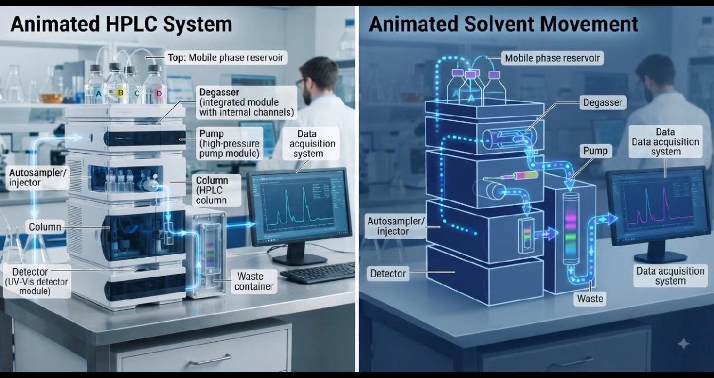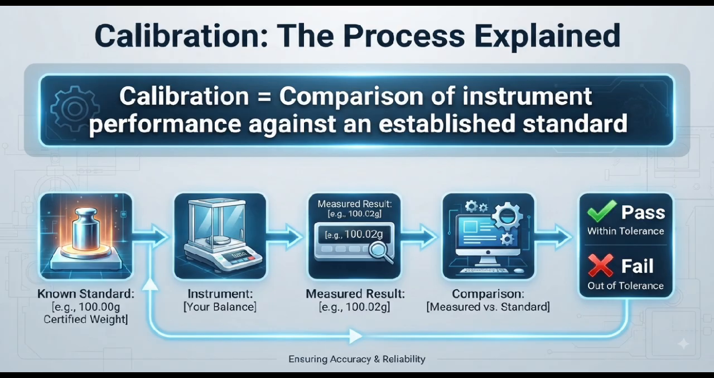A typical HPLC system consists of a mobile phase reservoir, degasser, pump, injector or autosampler, analytical column, detector and chromatographic data system. For reliable analytical results, every critical component of the HPLC system must perform within its specified requirements. This is where calibration becomes important.